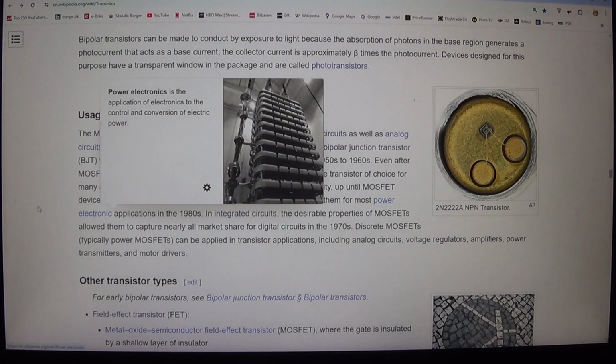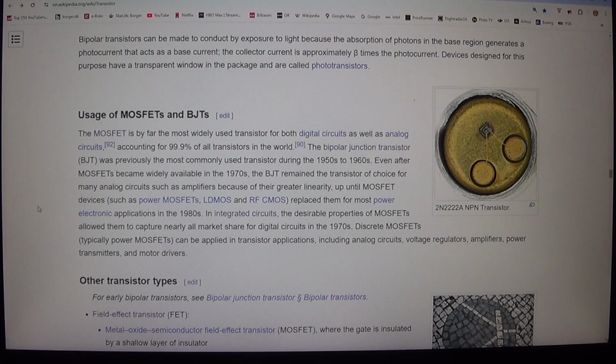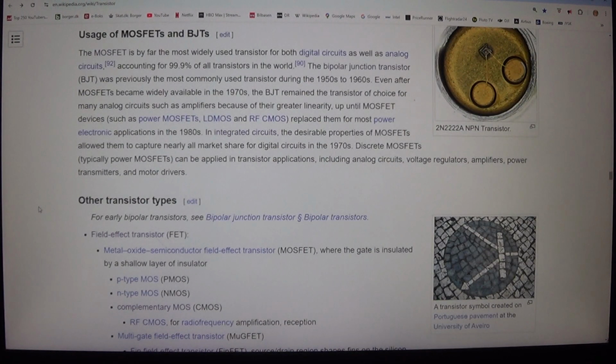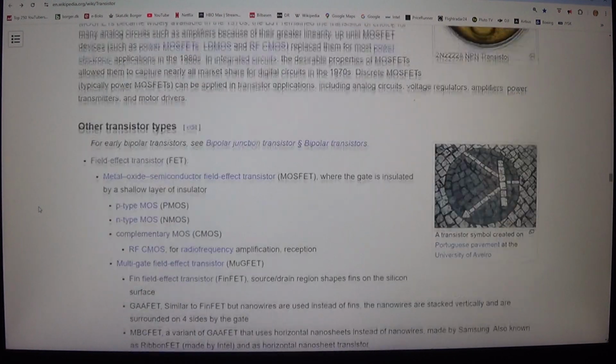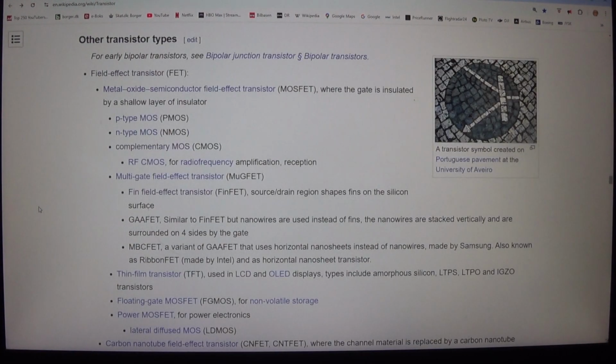In integrated circuits, the desirable properties of MOSFETs allowed them to capture nearly all market share for digital circuits in the 1970s. Discrete MOSFETs, typically power MOSFETs, can be applied in transistor applications, including analog circuits, voltage regulators, amplifiers, power transmitters, and motor drivers. Other transistor types.